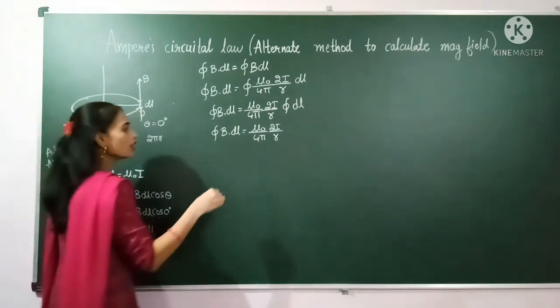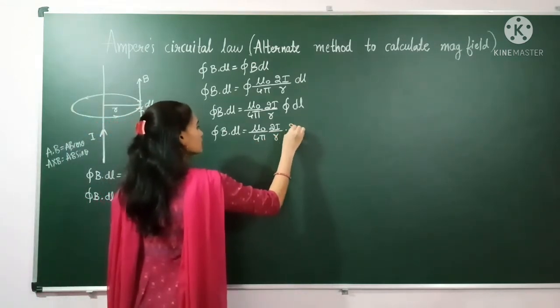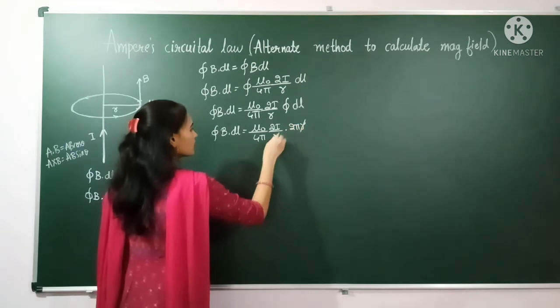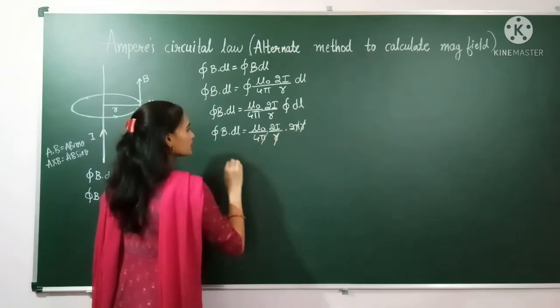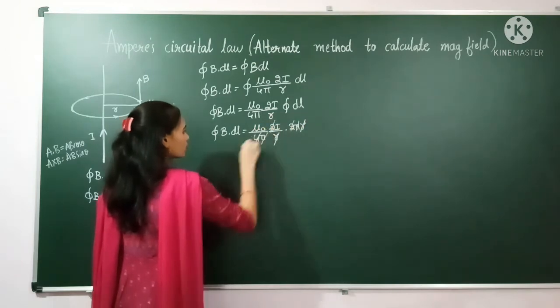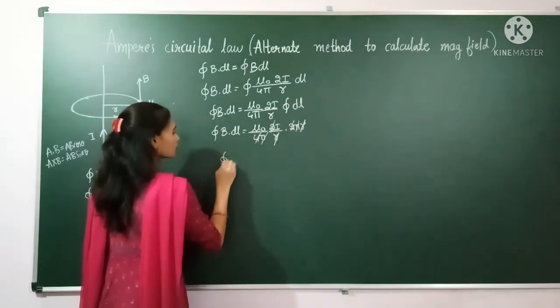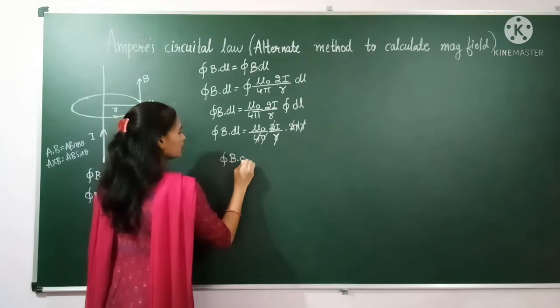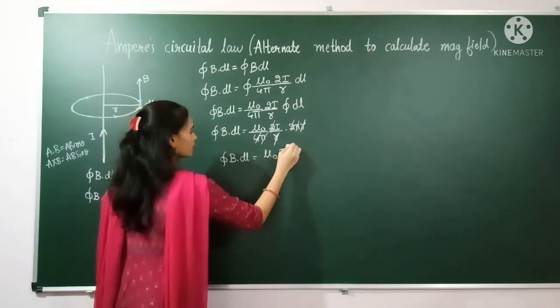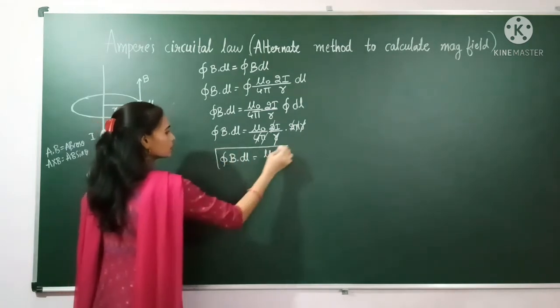Circumference of a circle is how much? 2 pi r. So here we will take it as 2 pi r. Here 1 r is cancelled, this pi and this pi are cancelled, 2 into 2 is 4, so this 4 is cancelled by this 4. So now we will write closed integral B dot dl is equal to mu naught I. This is our Ampere's circuital law.